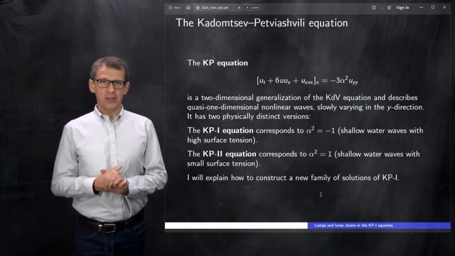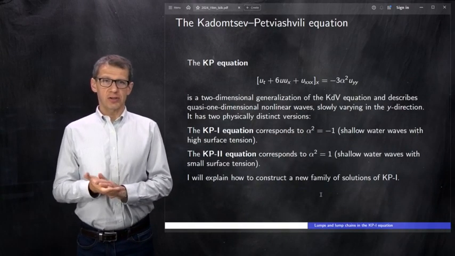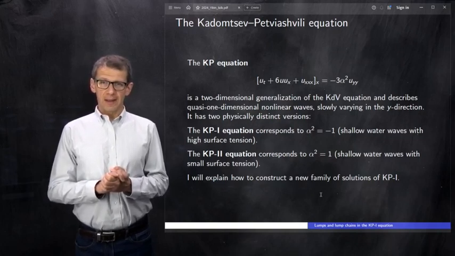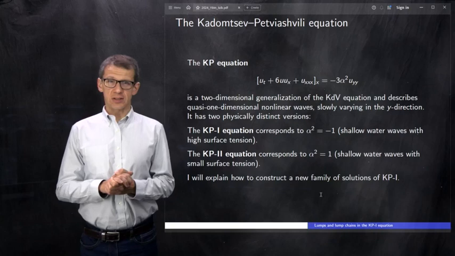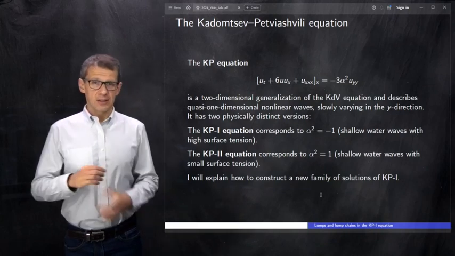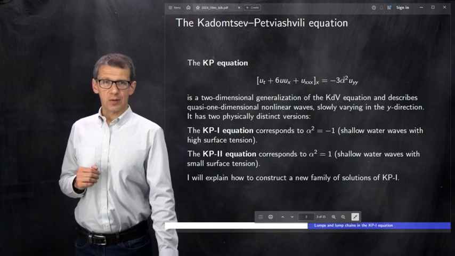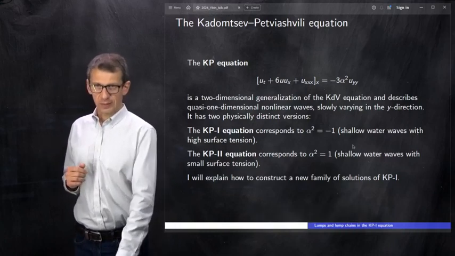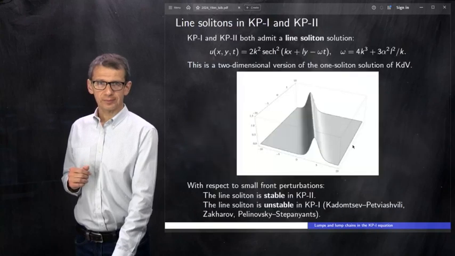So the KP equation is a two-dimensional generalization of the KdV equation, so it describes quasi-one-dimensional nonlinear waves. And it has two physically distinct versions depending on whether surface tension or gravity is dominant. I'll be mostly interested in the KP1 equation, where this alpha squared is -1. And I'll construct a new family of solutions to this equation.